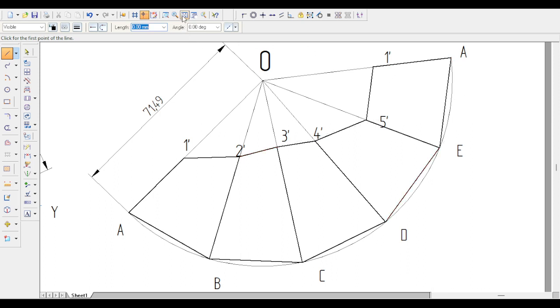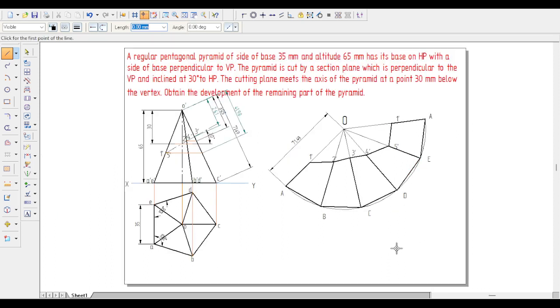That's it. So I hope with this video, I hope you understood how to develop a pentagonal pyramid, with the condition that one of its base sides is perpendicular to VP and cutting plane 30-degree and all those things here. I hope you understood.